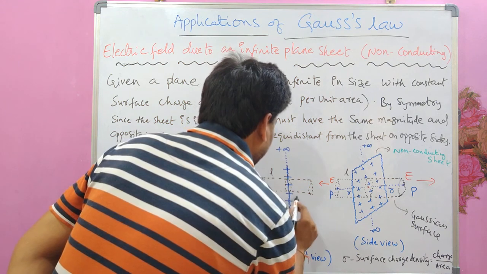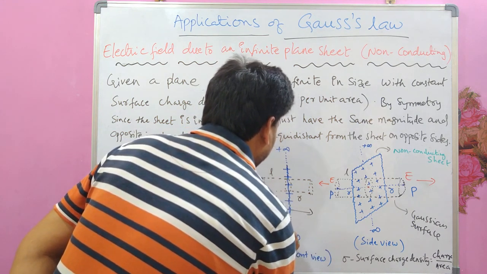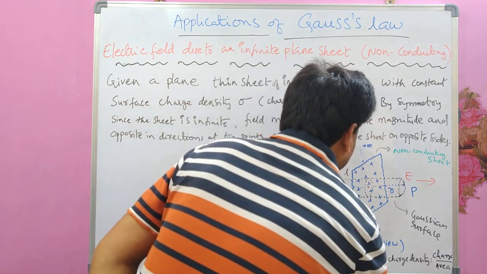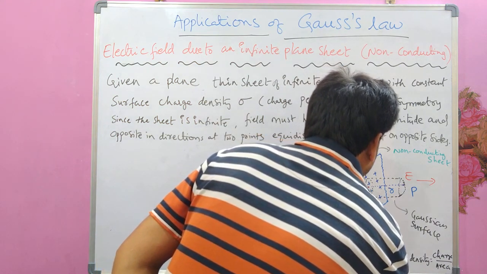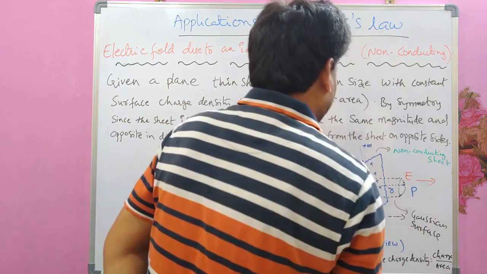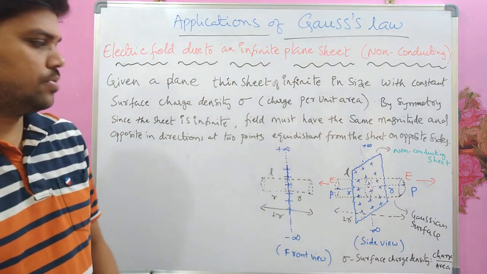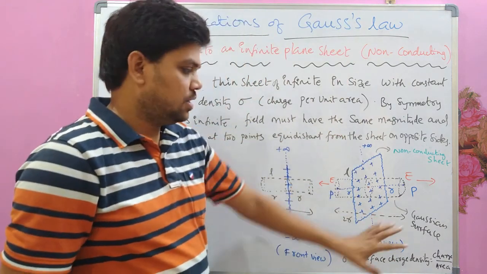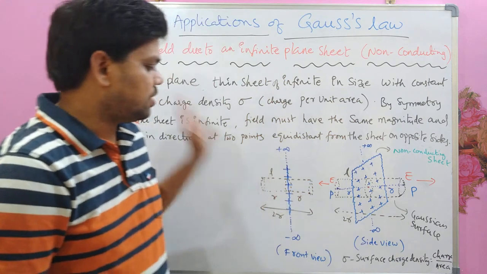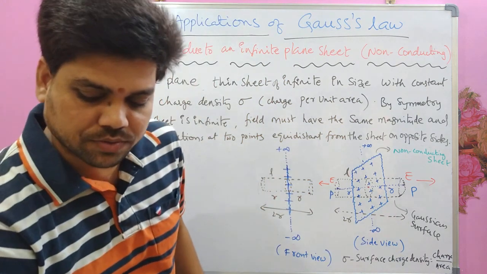Length L, radius R, so the overall length here is 2R. Here also the overall length is 2R, and this length is L. See, both are the same picture. This is the side view, this is the front view. Both are the same picture, so don't get confused.